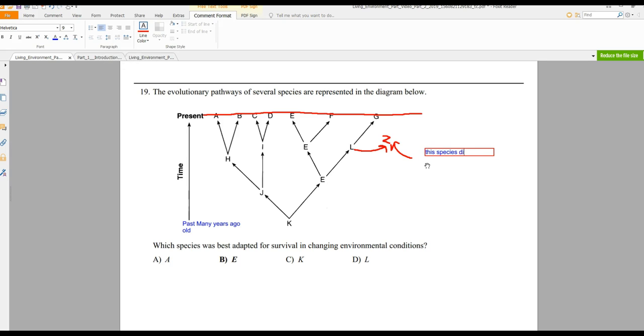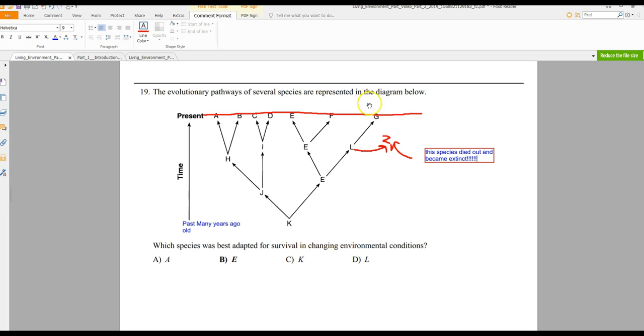This species died out and became extinct, guys. If this Z was up here aligned with the present species, it would still be alive today. So that's one thing to remember.